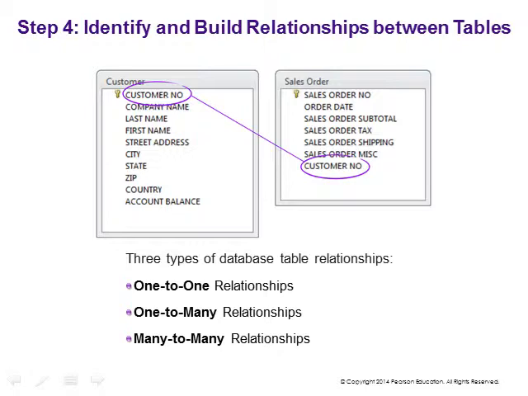And so then step 4 is to identify and build the relationships between tables. In a relational database, the tables are connected or related. And there are 3 different types of database table relationships: a one-to-one, a one-to-many, and a many-to-many.